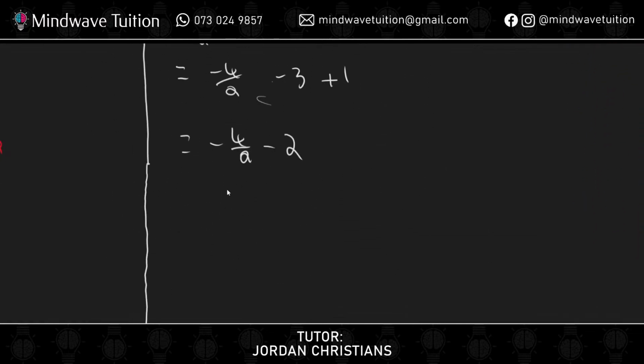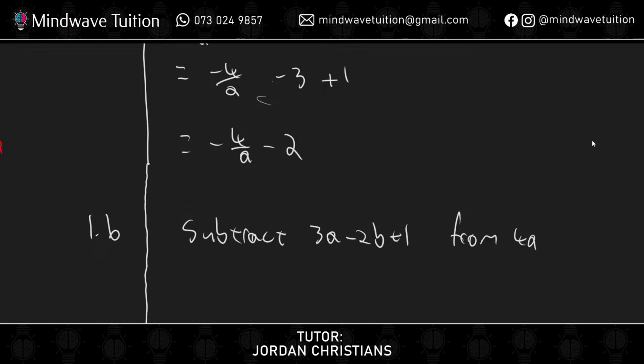1.5. So next we have: subtract 3a minus 2b plus 1 from 4a minus 5b minus 2.